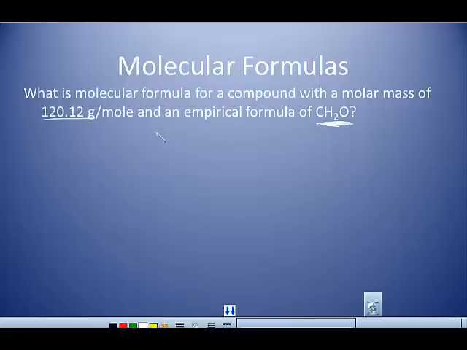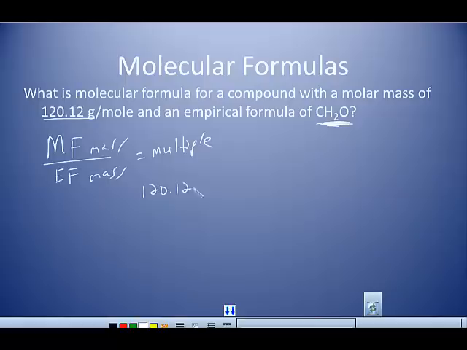So how are we going to do this? Well, we're going to take the molecular formula mass divided by the empirical formula mass, and that will show us how many multiples there are. So that equals the multiple. And I'll show you what I mean by that. I'm going to take the mass that says here, 120.12 grams per mole, and divide it by the mass of the empirical formula.